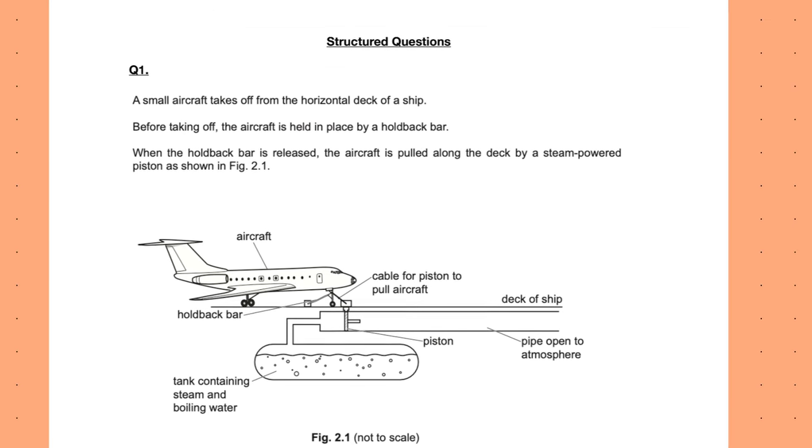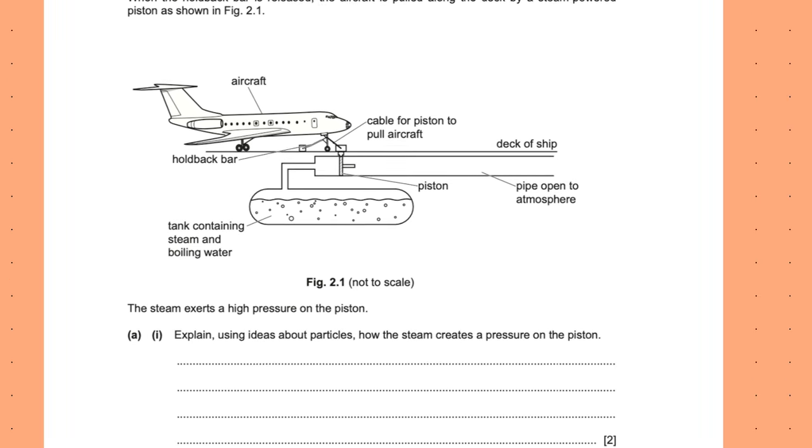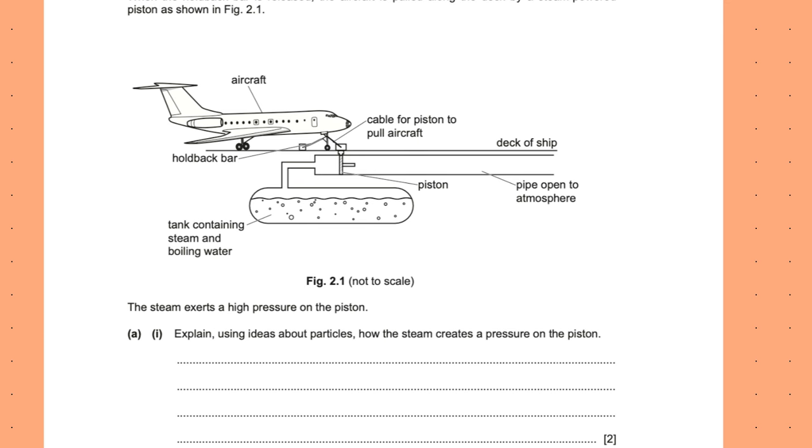Now we are heading on to the structured questions. Question 1. A small aircraft takes off from the horizontal deck of a ship. Before taking off, the aircraft is held in place by a hold-back bar. When the hold-back bar is released, the aircraft is pulled along the deck by a steam-powered piston as shown in 2.1. So this is shown here. The steam exerts a high pressure on the piston. Explain using ideas about particles how the steam creates a pressure on the piston.